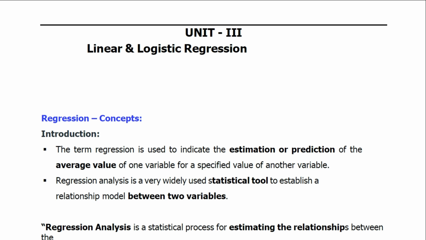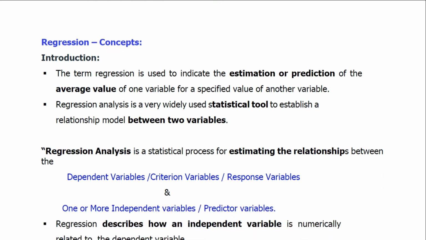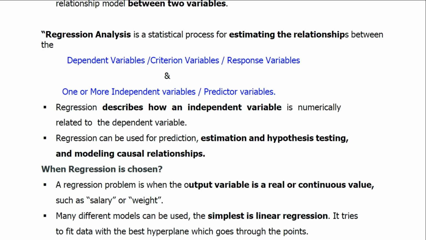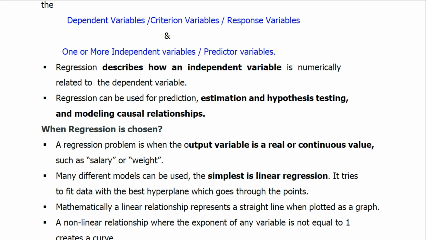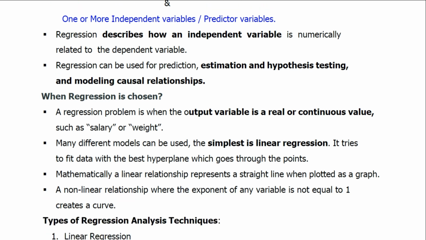Regression analysis is a statistical process for estimating the relationships between the dependent variables, or criterion variables, or response variables, and one or more independent variables or predictor variables. Regression describes how an independent variable is numerically related to the dependent variable. Regression can be used for prediction, estimation, hypothesis testing, and modeling causal relationships.